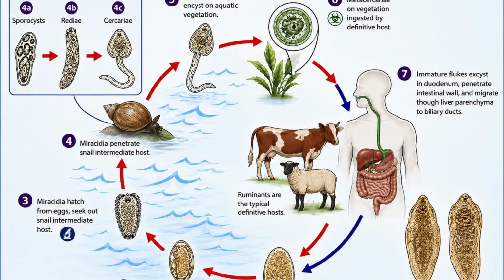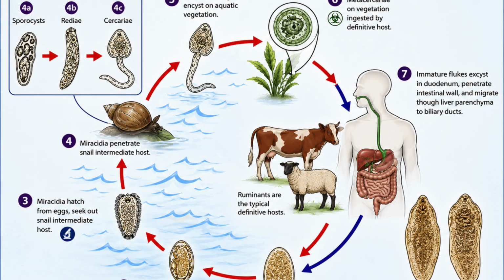The factory. Where: inside the snail. What happens? The miracidium enters the snail. It transforms into a sporocyst. Here asexual reproduction begins. It becomes like a factory, producing more larvae. The multiplier. Where: inside the snail. What happens? Rediae emerge from the sporocyst. Each redia produces hundreds of cercariae. The snail becomes a true parasite factory.